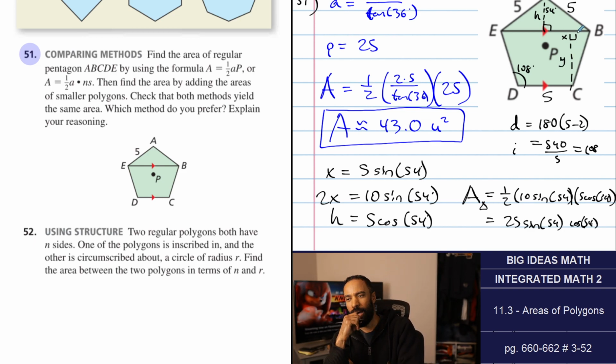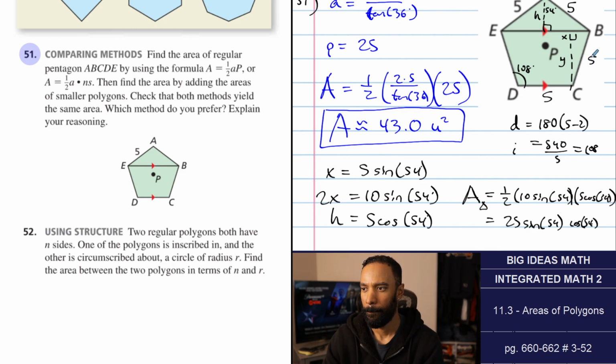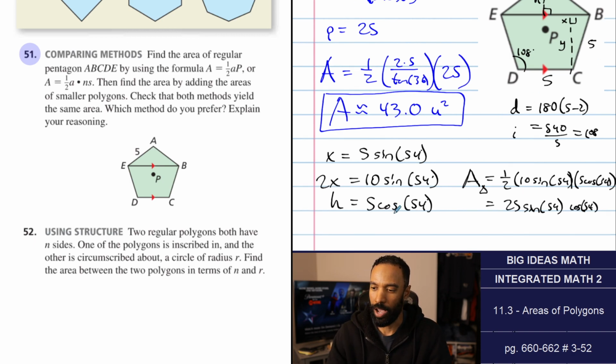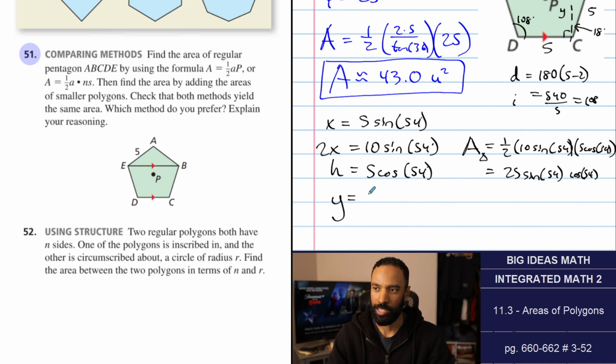In order to find that y, I have a 5 here and 90 and 108. Okay, this is going to take a little bit of pointing. So this is 90 degrees here. The whole interior angle is 108. That makes this 18 degrees. So cosine of 18 is y over 5. So y is 5 times the cosine of 18.